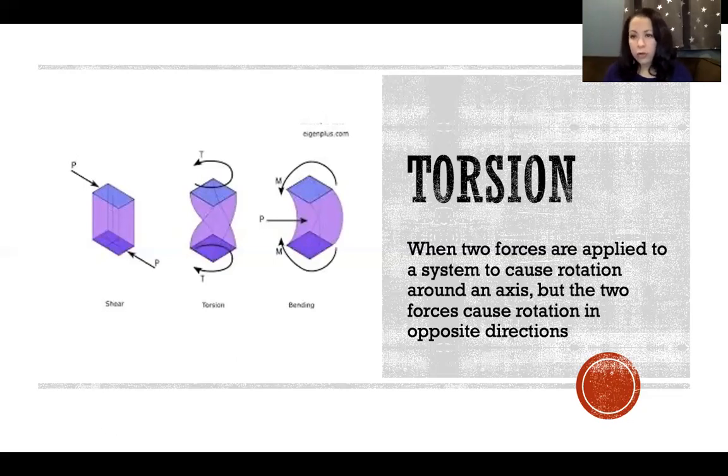So torsional stress is responsible for a lot of knee injuries, like ACL injuries, sometimes PCL injuries, but not as often, more often ACL. And so torsion stress is twisting a material, and maybe that material is designed to withstand that twisting, and maybe it isn't.